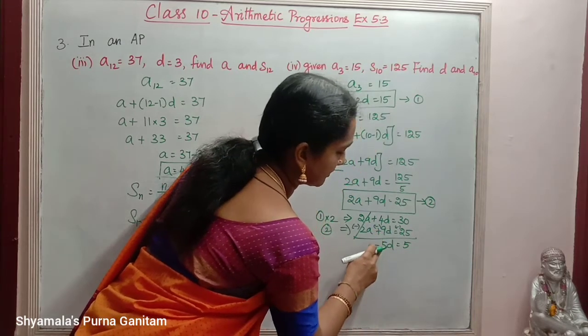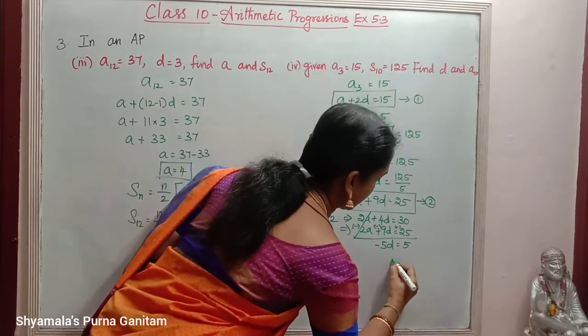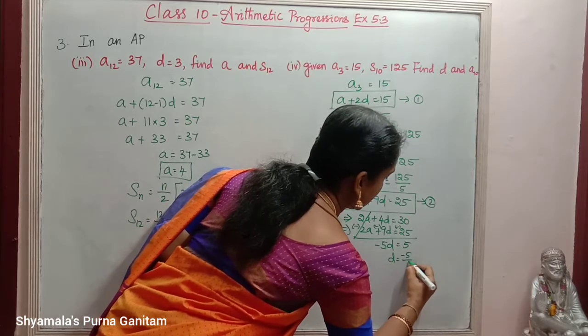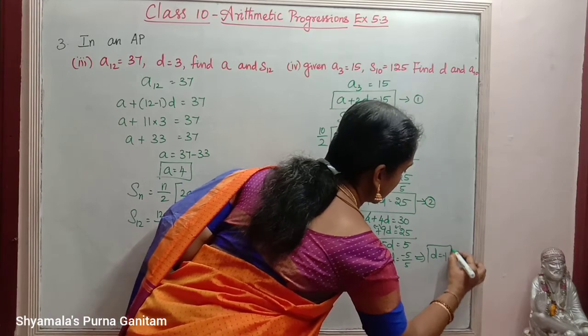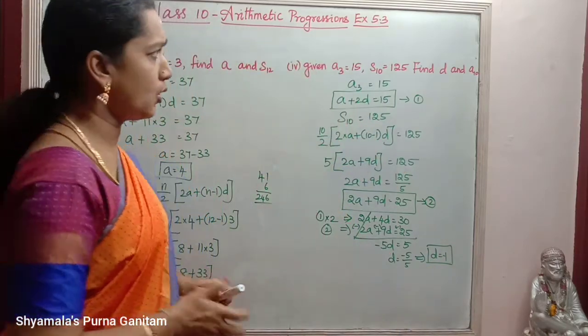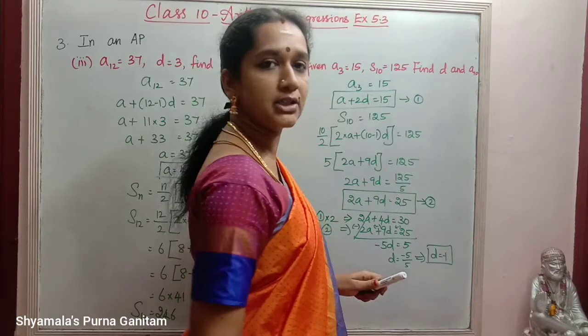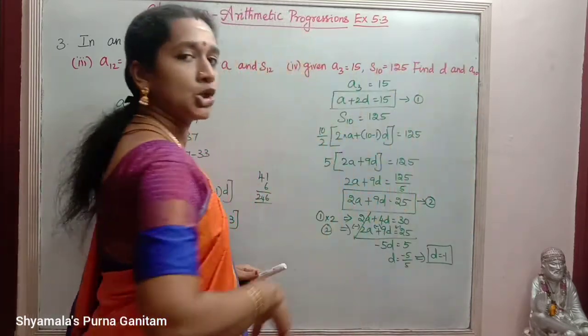Here the bigger number has the sign minus. So minus 5D is equal to 5. So D is equal to minus 5 by 5. So we'll get D is equal to minus 1. So that is D. We were asked to find D. Then A10 also we are asked to find.